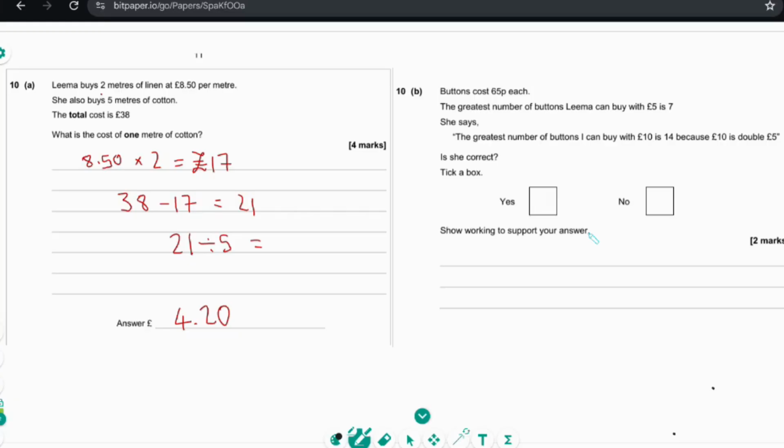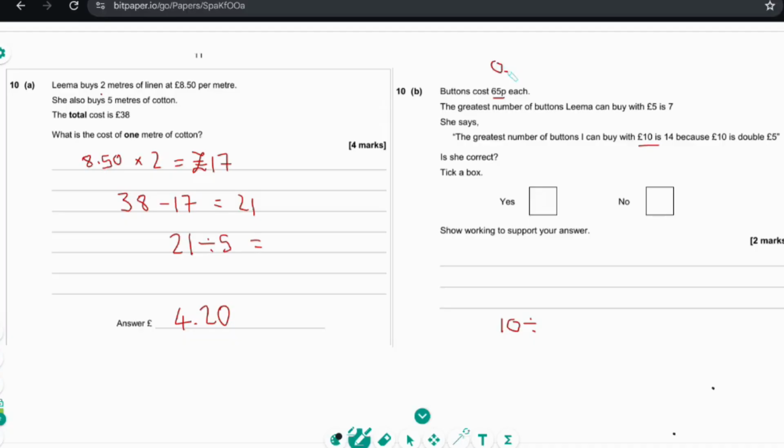Buttons cost 65p each. The greatest number of buttons Lima can buy with £5 is 7. She says the greatest number of buttons she can buy with £10 is 14 because £10 is double £5. Is she correct? Well, let's have a look. What's £10? We can't divide it by 65p because it needs to be the same units. Pounds, this needs to be pounds.